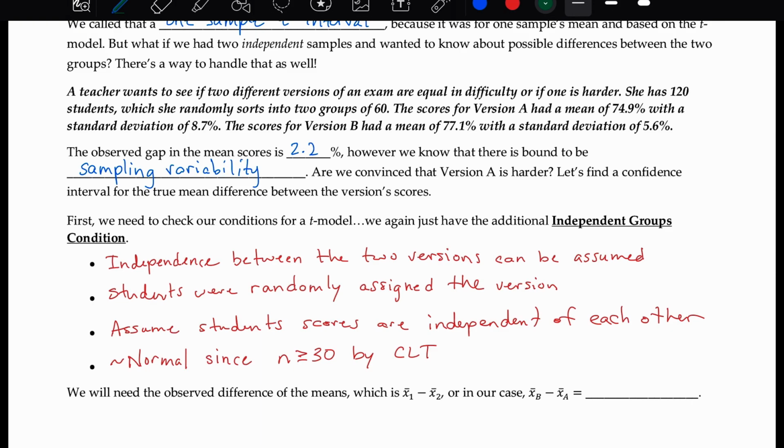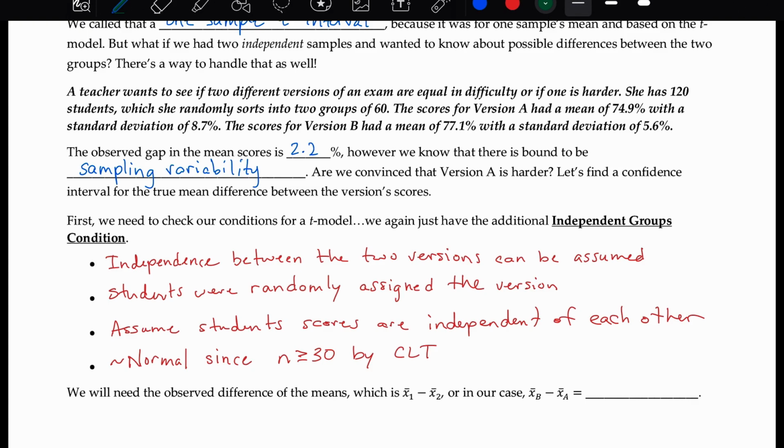All right, so here's what I came up with. That new condition, independent groups, I checked off first. We're going to assume that the independence between the two versions is totally okay, mostly because there's no reason to believe, based on the wording of everything, that anybody took both versions. That's where things could get a little bit iffy. It does say that the students were randomly assigned the version. So this isn't a group of 120 that's random, but instead we did randomize who got what version.